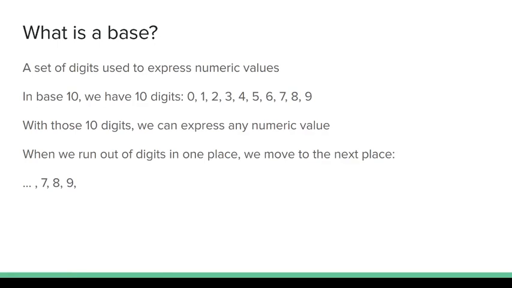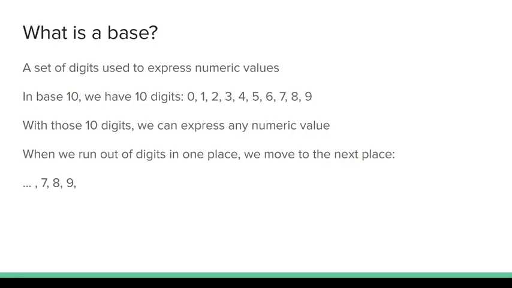A base is just a set of digits that we use to express numeric values. We're really used to base 10 or decimal base. We have 10 digits in base 10. So in any base, we have as many digits as the base number. In base 10, we have 10 digits. In bases, the digits always start with 0. So in base 10 or decimal, we have the digits 0 through 9, and we're really comfortable with this. We're really used to it.